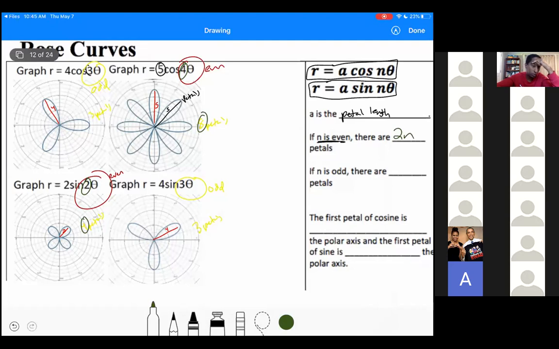And when n is odd? It's that number of petals. Yeah, it's going to be that number of petals. So if n is 3, you have 3 petals. So if n is odd, you have n petals. That's always going to be the case.